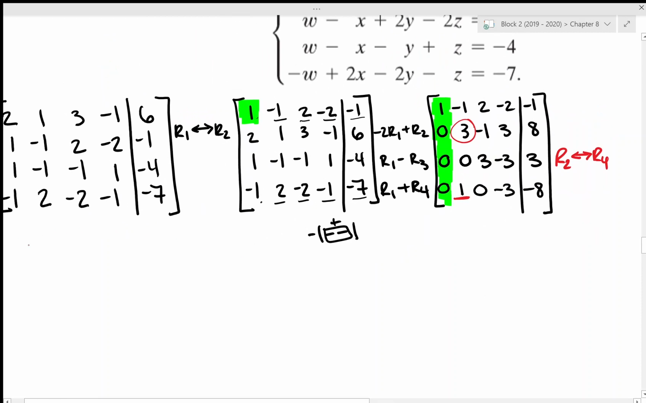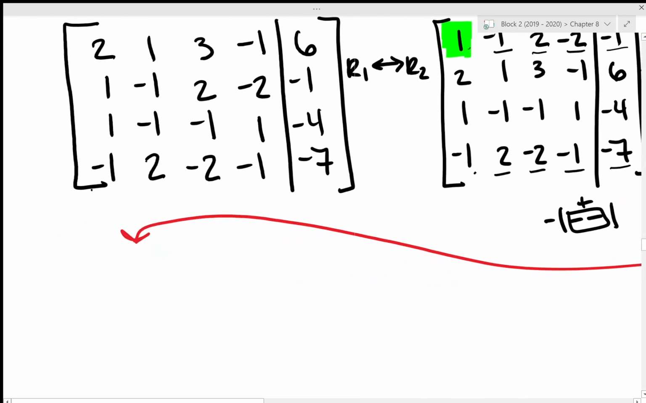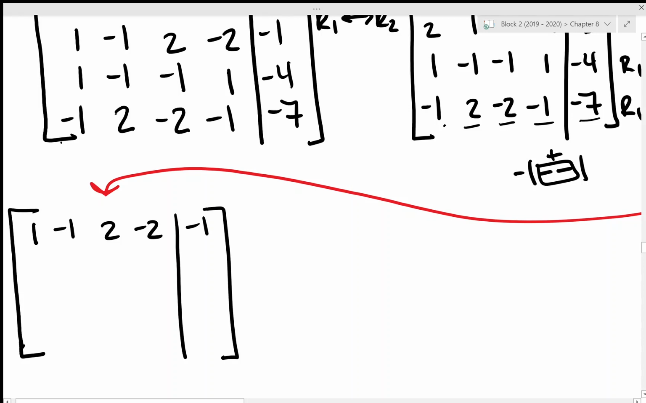So let me write this over here. Just taking up a lot of space. So I have, let's see, 1, negative 1, 2, negative 2, line, negative 1. Now I'm swapping row 2 with row 4. So now my row 2 is 0, 1, 0, negative 3, negative 8. Row 3 stays the same.